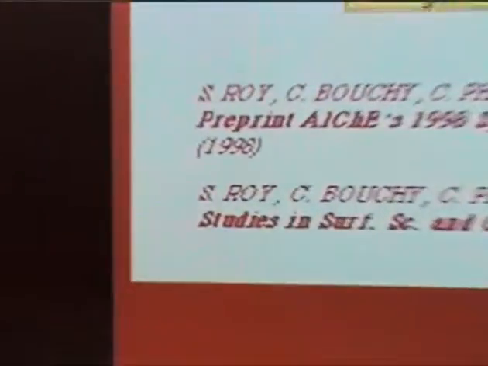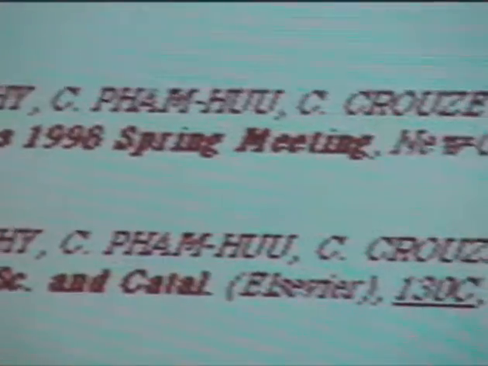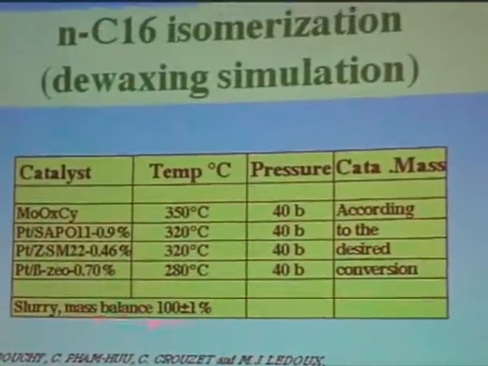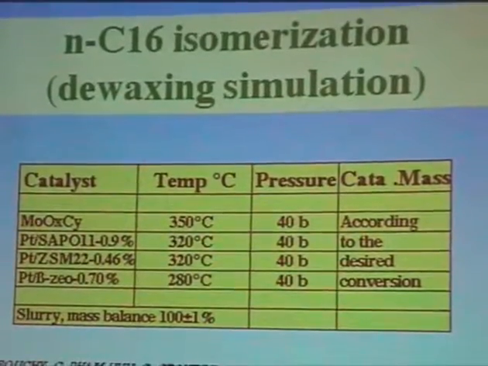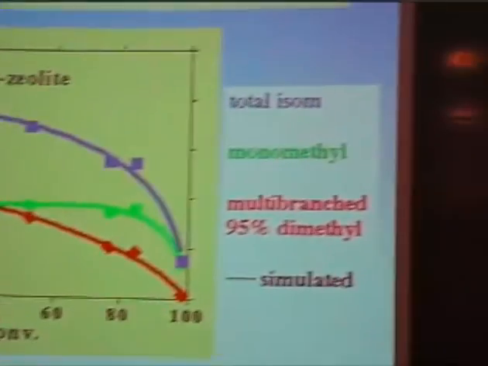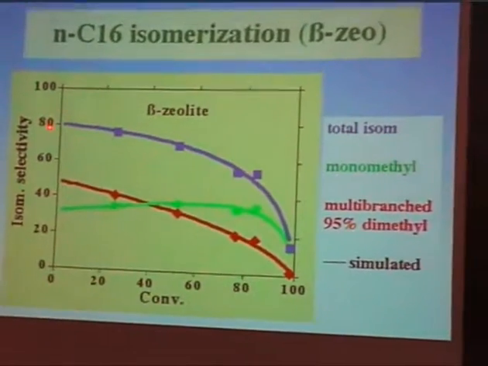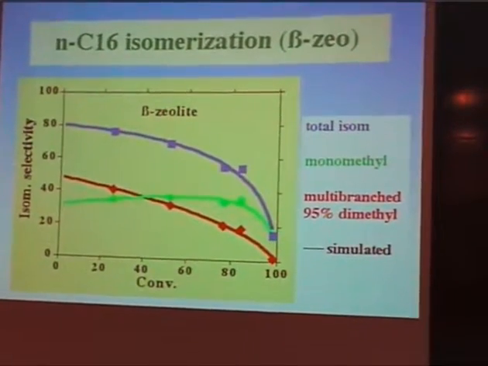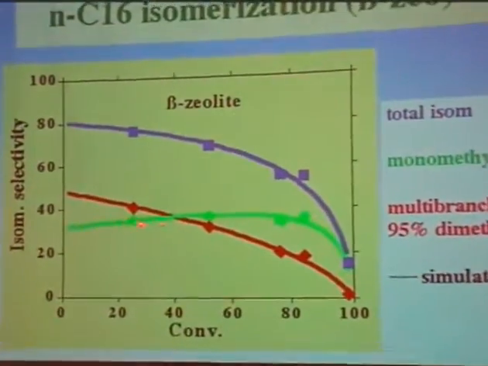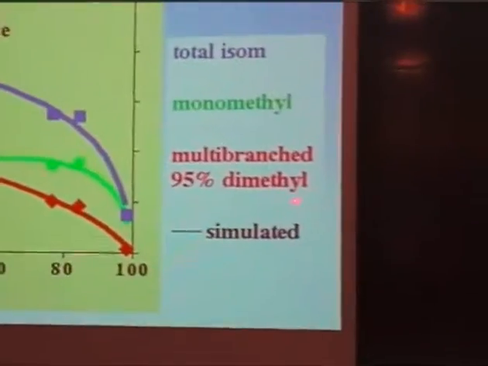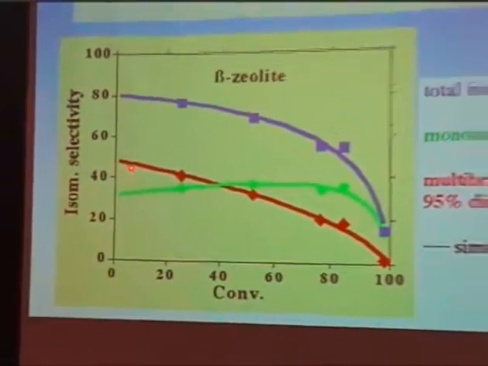So we have compared oxycarbide, platinum on SAPO-11, and platinum on ZSM-22, because these are processes which are well known in the industry for doing this reaction, and platinum on beta zeolite to compare with a very acidic catalyst, made in a slurry with an excellent mass balance. If you look first at the very acidic catalyst, platinum on beta zeolite, we reproduce what we have seen on C6, C7 and C8. The selectivity dropped with the conversion, very low. The monomethyl branch is more or less constant all along, and the multi-branch product, containing 95% dimethyl groups, is quite high at the beginning and going down.